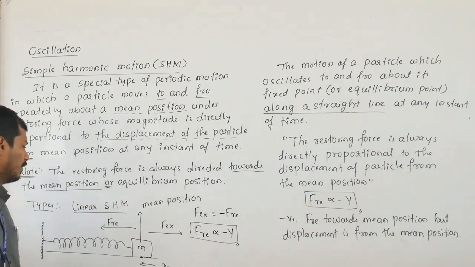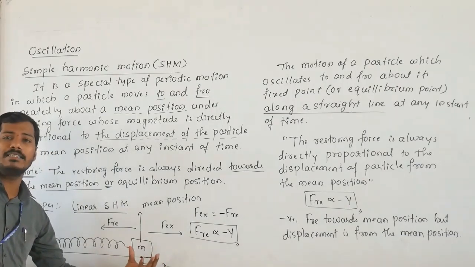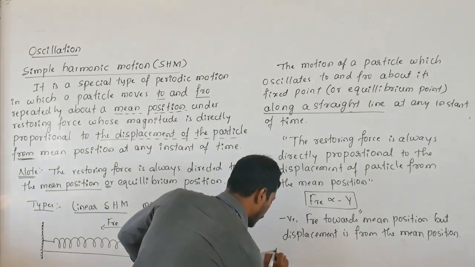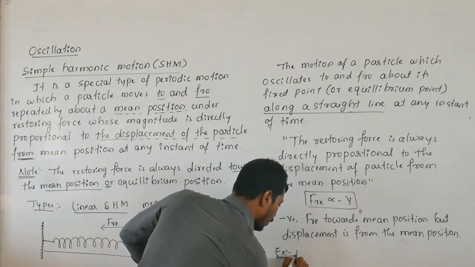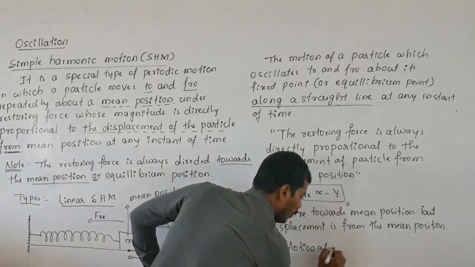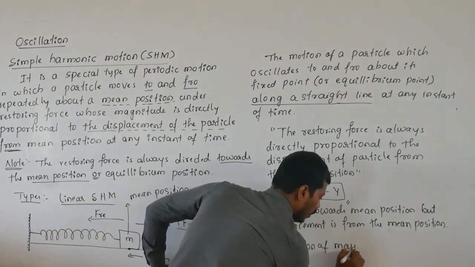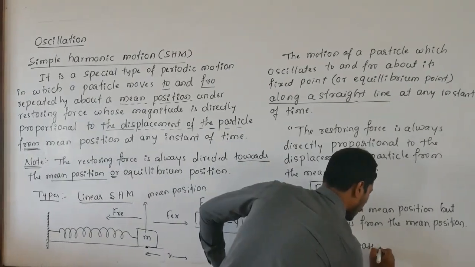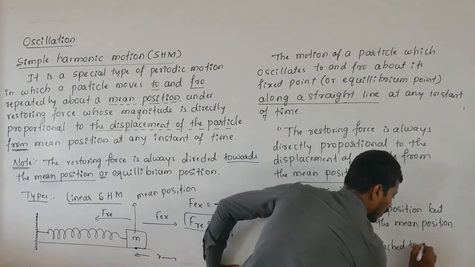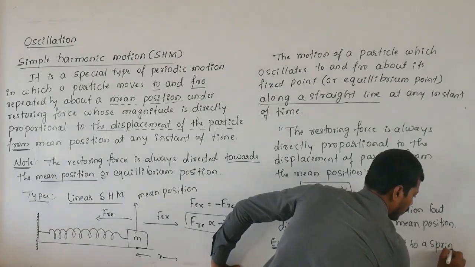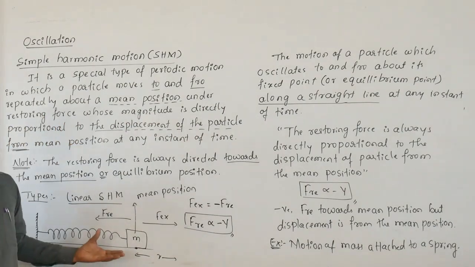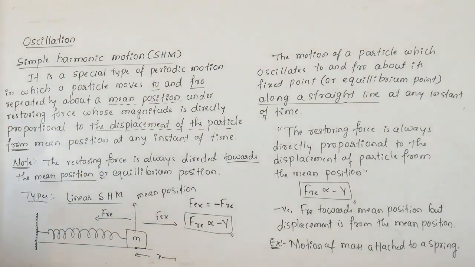An example for this is very simple. A mass attached or connected to a loaded spring. Example: the motion of a mass attached to a spring. It is the example for what? The linear simple harmonic motion.